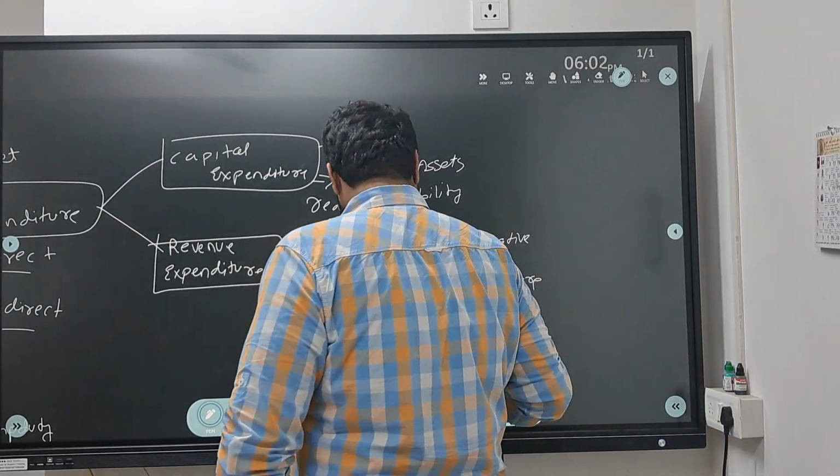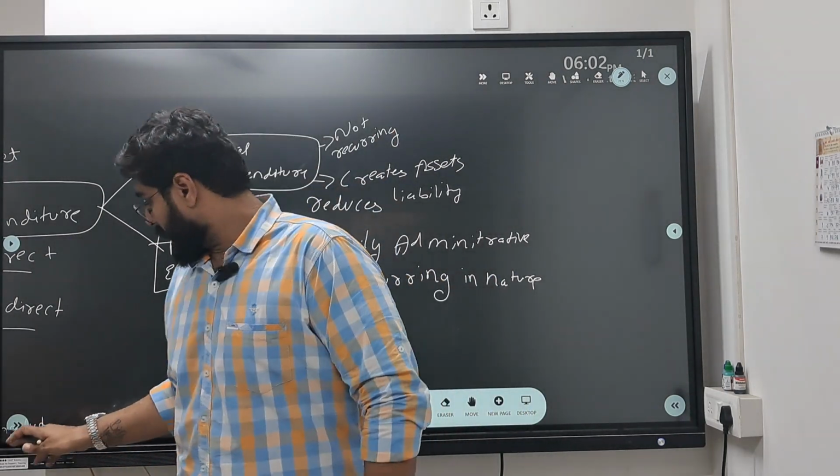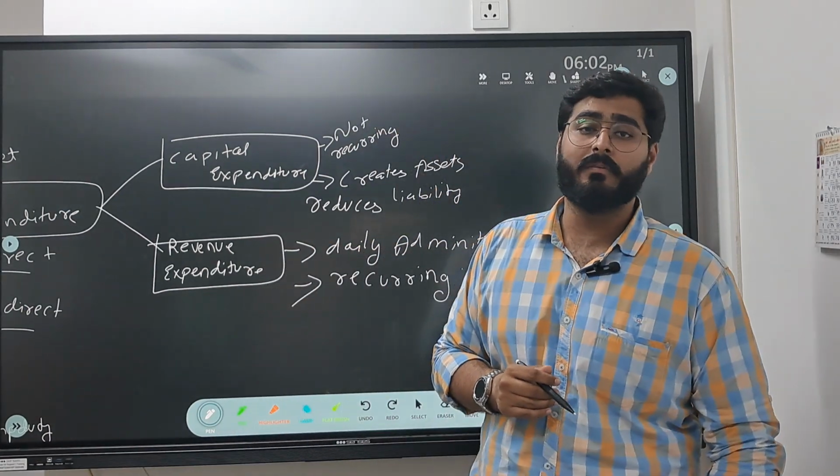So with this, our components of government budget is done. I hope you understood the concepts we have done today.